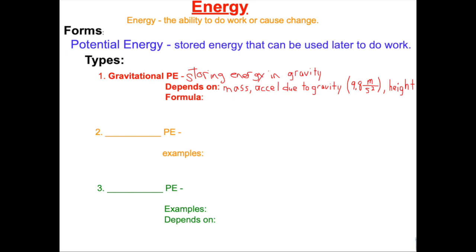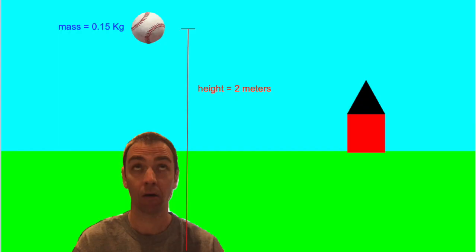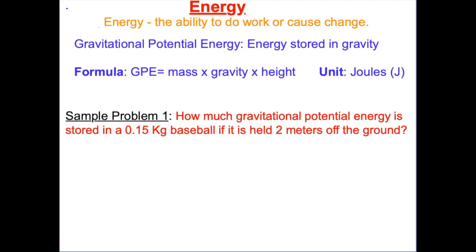We can tie all this together with the math formula. GPE equals mass times acceleration due to gravity times the height. The unit, just like all energy, is joules. Now let's try a sample problem. How much gravitational potential energy is stored in a 0.15 kilogram baseball if it is held 2 meters off of the ground? The first thing we do is we list what we're looking for and what we are given.